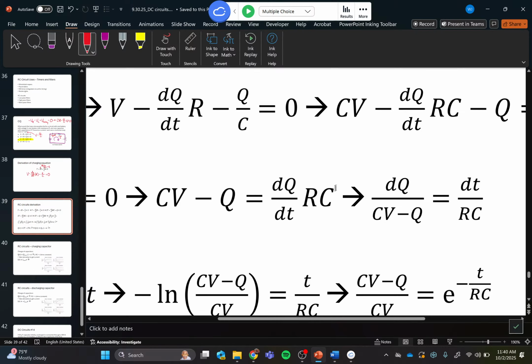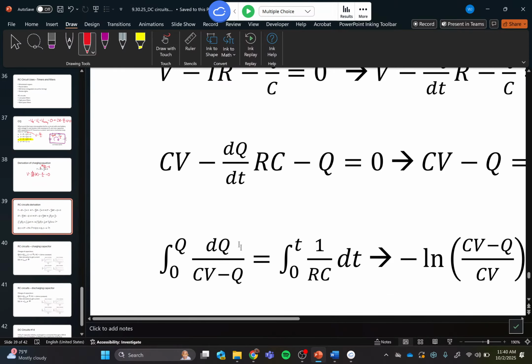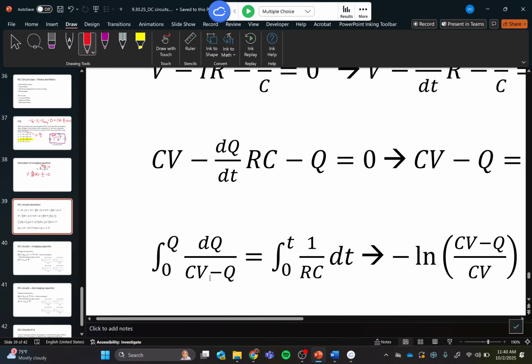Then rearrange it. Take the CV minus Q and bring it to the side with the Q. Take the dt and move it to the other side. The Q's are all together, and a bunch of junk is on the other side with a dt. What do you do now? Integrate it. Integrate your Q's, integrate the dt. What's the integral of dq over CV minus Q?